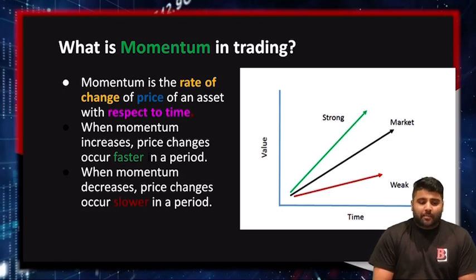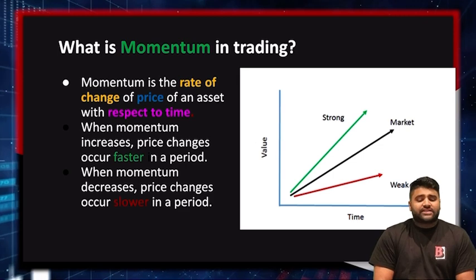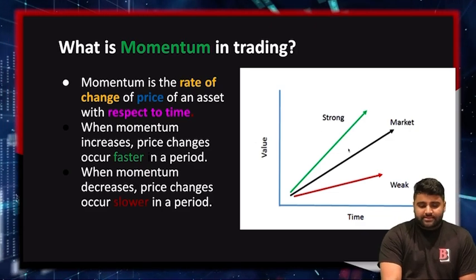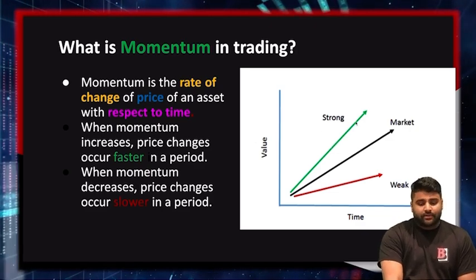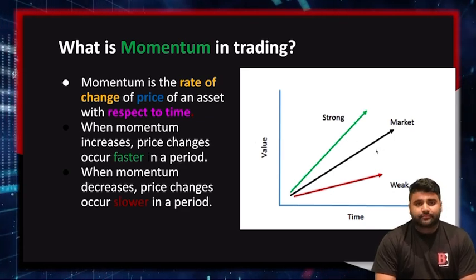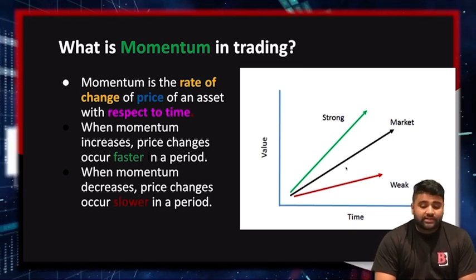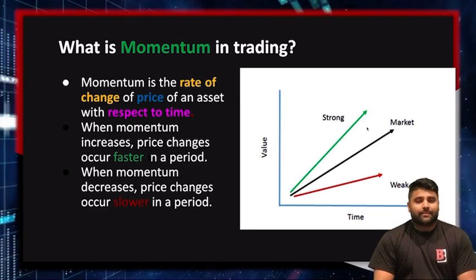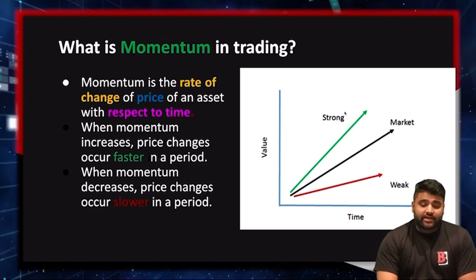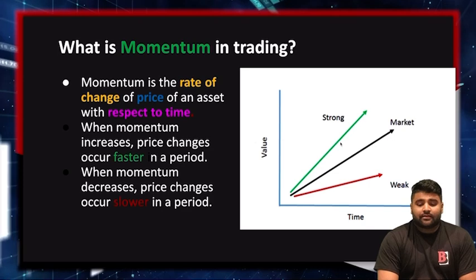First, what is momentum in trading? Momentum can be defined as the rate of change of price of an asset with respect to time. In this picture here, I have three stocks: the green stock, the red stock, and the black stock. Just by looking at this image, you can clearly say that all these three stocks are on an uptrend. They are moving up over a period of time. But if I were a day trader, I'd prefer trading the green stock because it's moving at a much quicker rate than the other two.